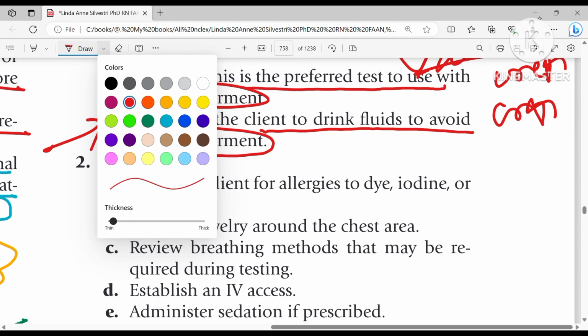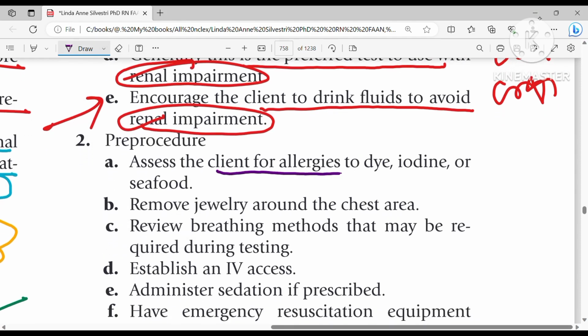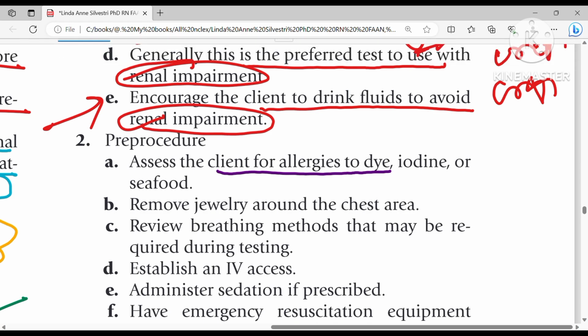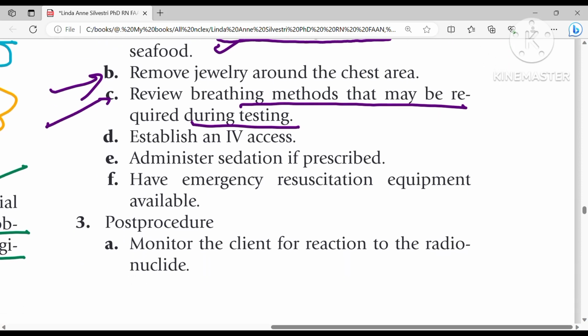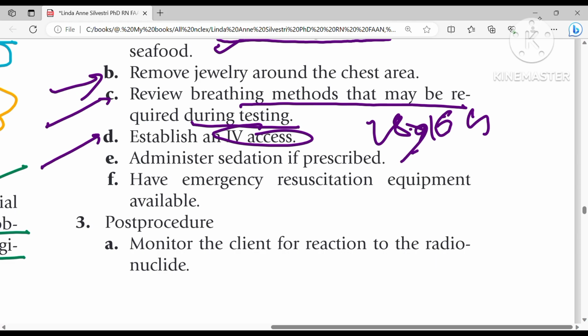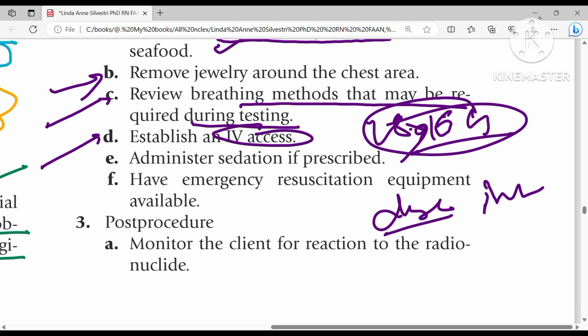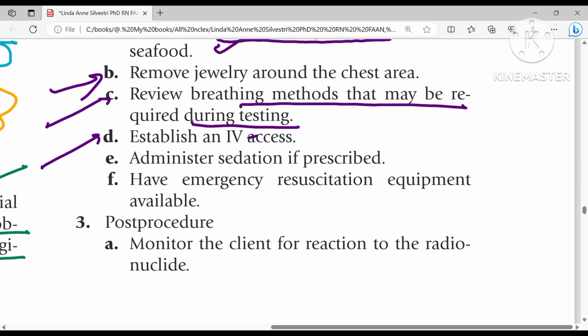For pre-procedure, what we need to do? We need to assess the client for allergies to dye, iodine or seafood. Remove all the jewelry around the chest area. Review breathing methods that may be required during the test. Establish an IV access, again an 18 or 16 gauge cannula, so that dye can easily be injected through the cannula. A large bore cannula, 18 or 16 gauge, we need to put.